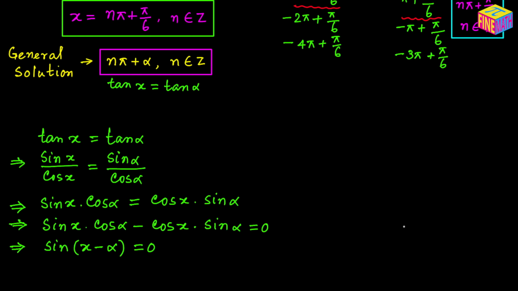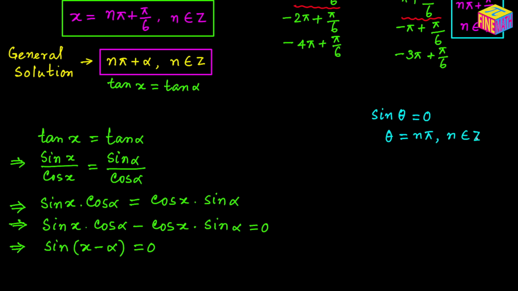Now in the first video of the trigonometric equation series, we have seen that when the sine of an angle is equal to 0, then the general solution for that angle is actually n times pi, where n is an integer. So let me make a note of that. When sine of any angle, let's say sine of theta, is equal to 0, then the solution for that angle is n times pi, where n is an integer.